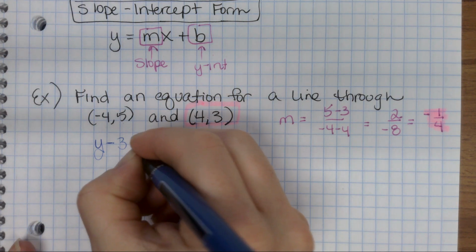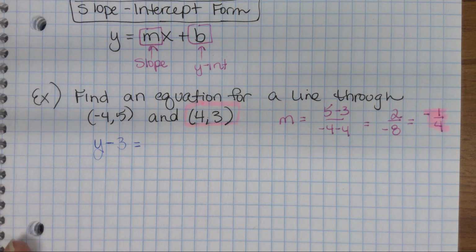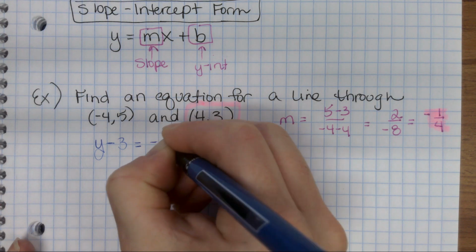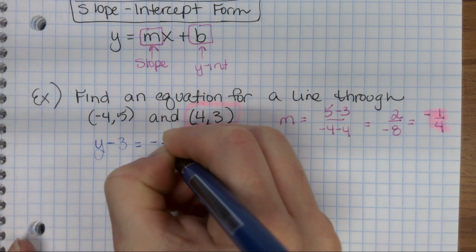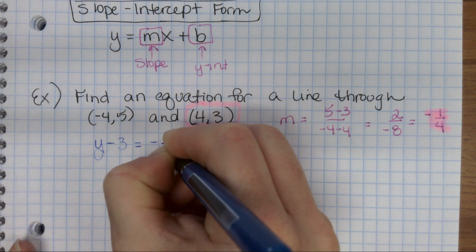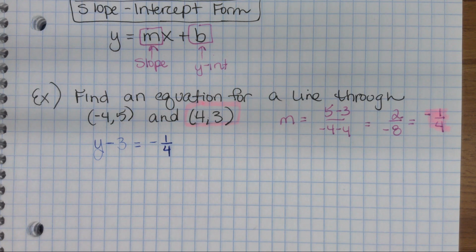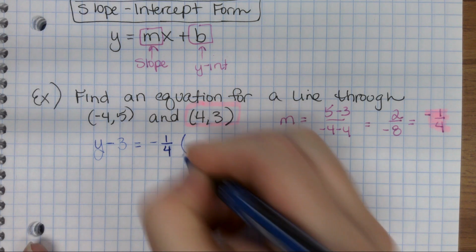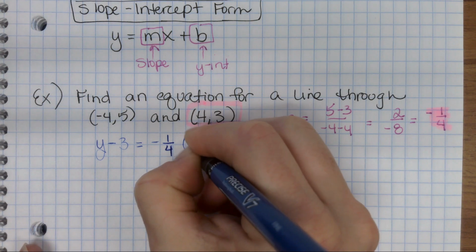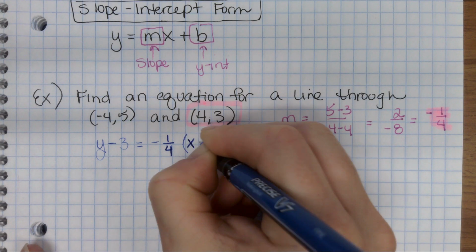Equals, and then what our m is, our slope, so -1/4, parentheses x minus our x-coordinate.